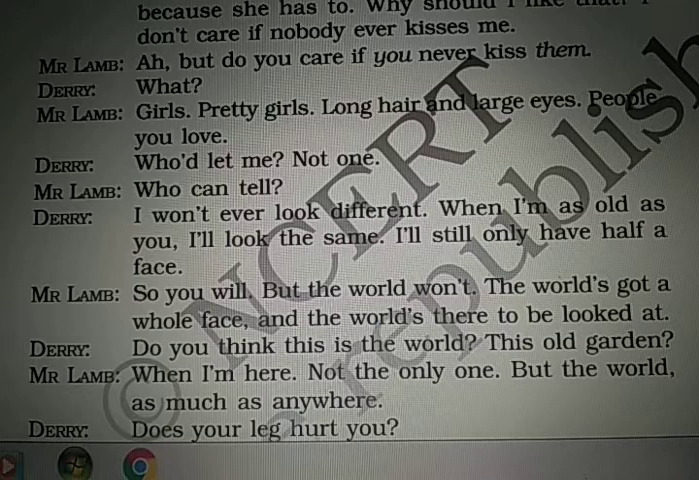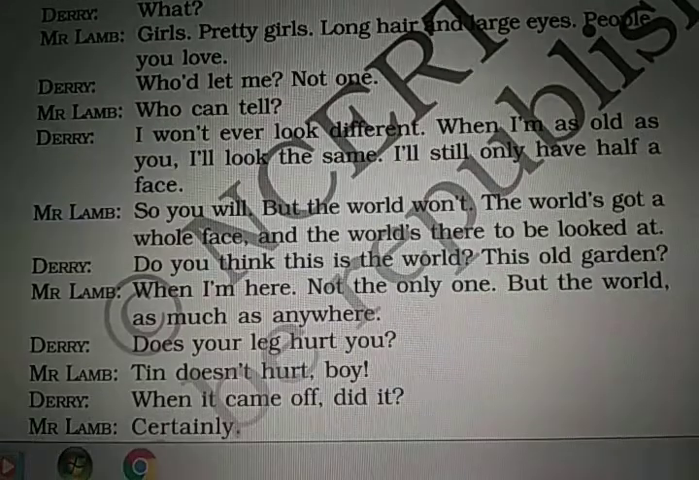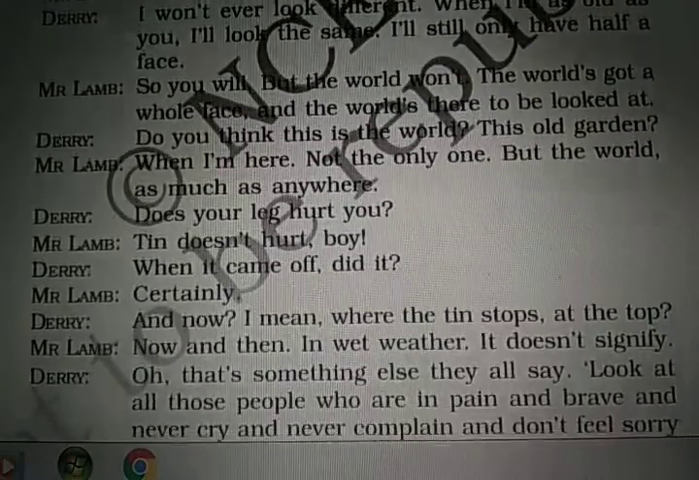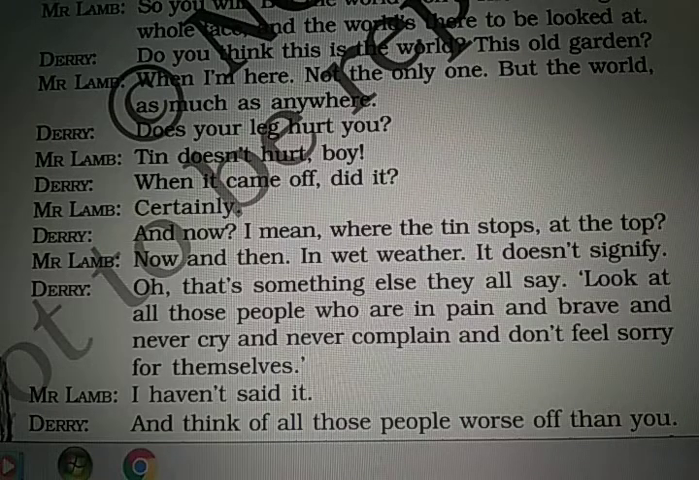Anywhere, the things which I see, I observe, they are beautiful. They are worth being looked at. Daddy says, does your leg hurt you? Mr. Lamb says, tin does not hurt, boy. When it came off, did it? When it was separated from your leg, when your leg was disconnected, did it hurt you? Certainly it had hurt at that time. And now, where the tin stops, at that particular point where the tin has started, does it hurt you there? Now and then, in wet weather, it does not signify, it is not important.